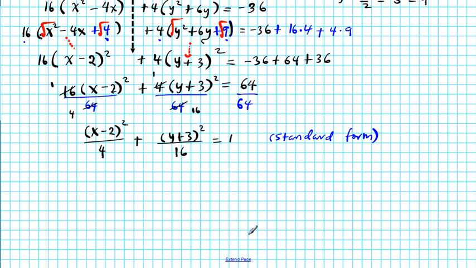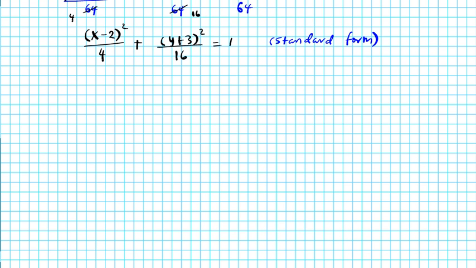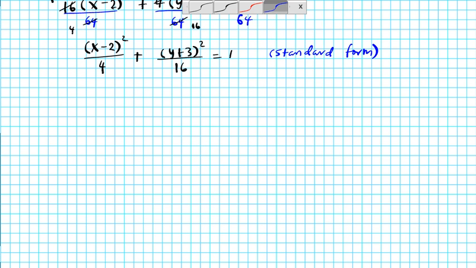Now, what we're going to do next is find the information that I asked for. Alright, so let's go ahead and find those. The first thing I need is the center. So let's write that. So the center is as follows. Center of the ellipse is, we do the negative of what, or the opposite of the x and the y's coordinate. So opposite of 2 is 2, and opposite of 3 is negative 3. So there goes your center.